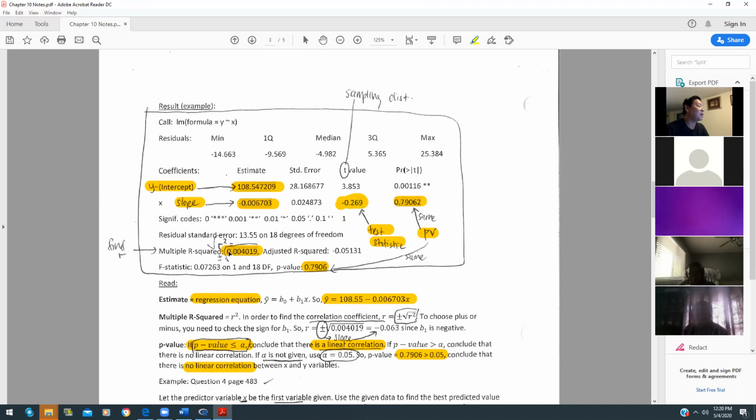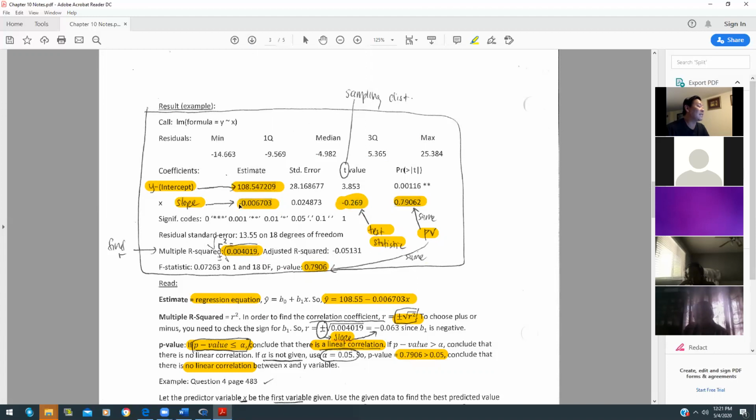And the last one here is your multiple R squared. This is how you find your R, but this is an R squared. So in order for you to find the R, you have to take the square root of it. And every time you take the square root of it, you have to put plus minus. And how do we know which one to pick, plus or minus? It depends on your slope.